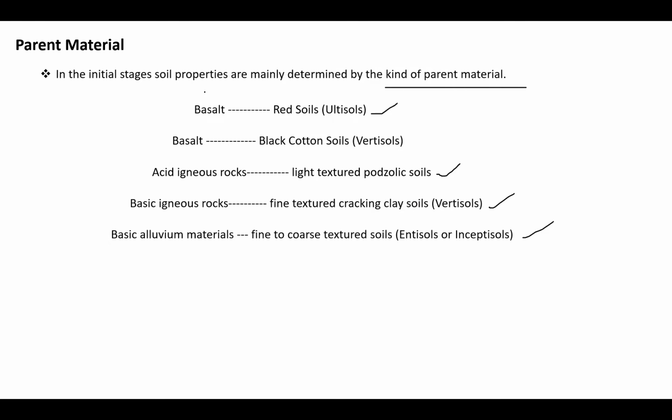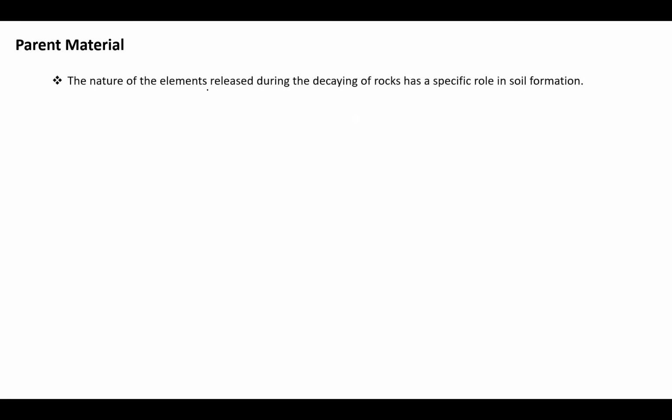So these are the parent materials on this side, and these are the types of soils which are formed from them. We all know that the correlation between the parent material and the type of soil is very weak because of its passive nature. A few more points to remember. The nature of the elements released during the decaying or weathering of rock has a specific role in soil formation.